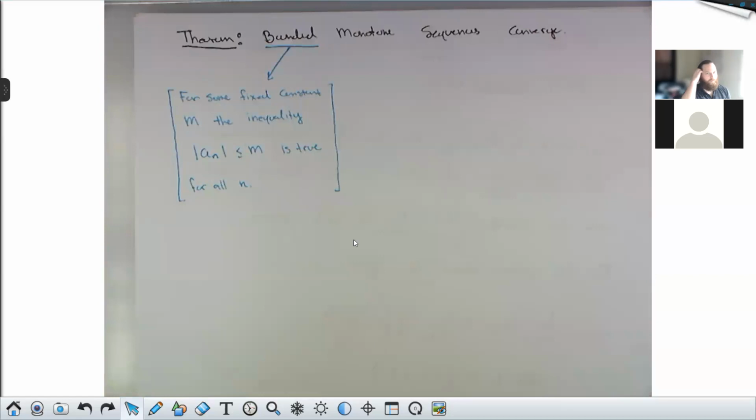And I'll show you this in terms of the graph. But it just means that the terms of the sequence can't run away to infinity, right? That's what this means. It means that there is a maximal size to the terms of the sequence, right? Can't possibly be bigger than m. So kind of find the largest term of the sequence. That's an upper bound for the sequence.